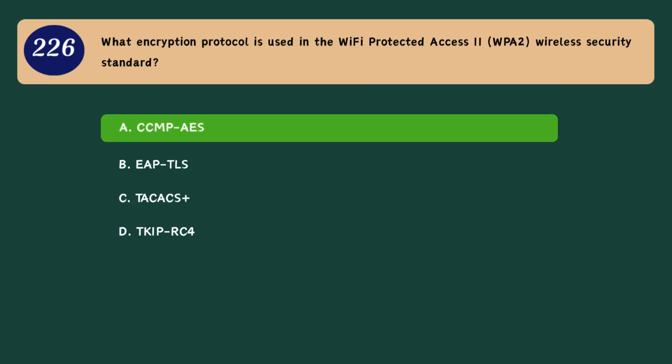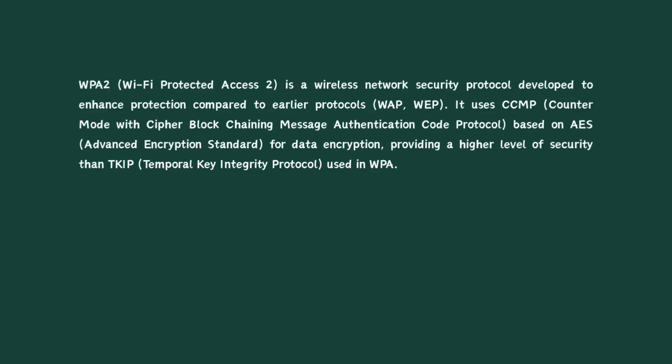Correct answer. CCMP/AES. WPA2, Wi-Fi Protected Access 2, is a wireless network security protocol developed to enhance protection compared to earlier protocols. It uses CCMP, counter mode with cipher block chaining message authentication code protocol, based on AES, Advanced Encryption Standard, for data encryption, providing a higher level of security than TKIP, Temporal Key Integrity Protocol, used in WPA.